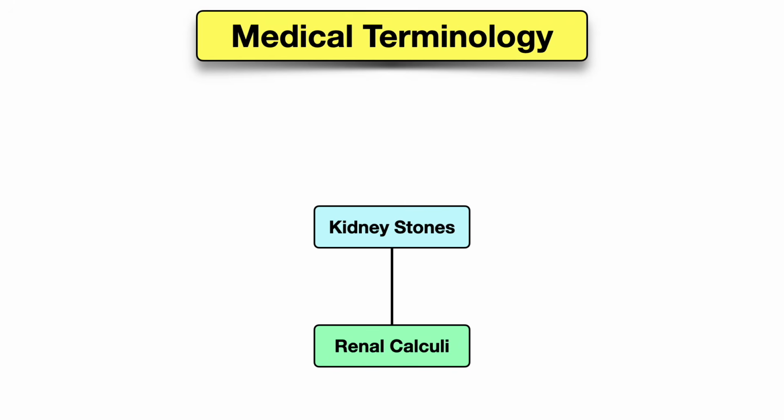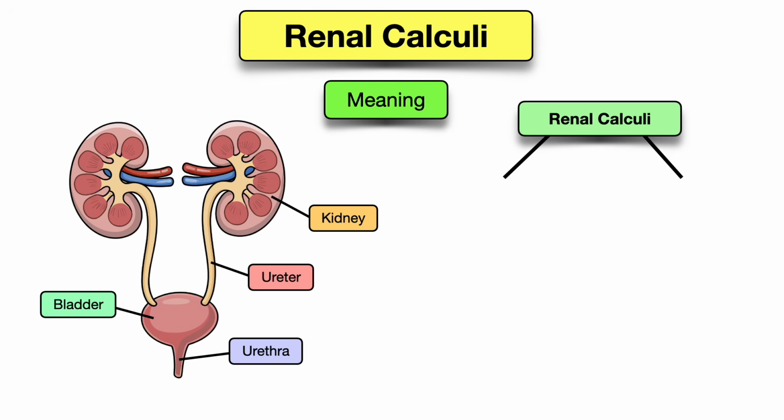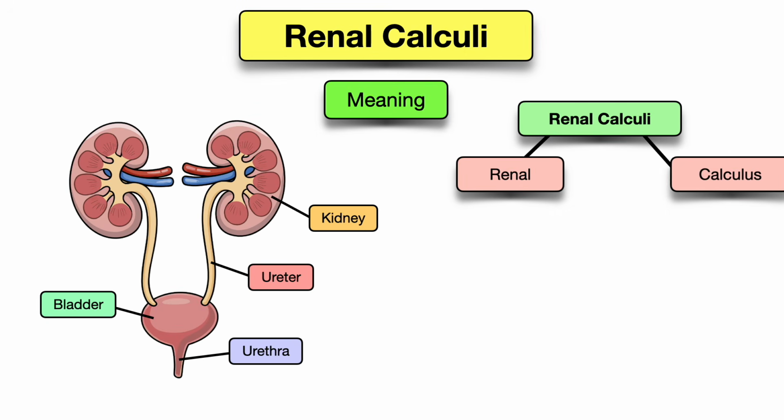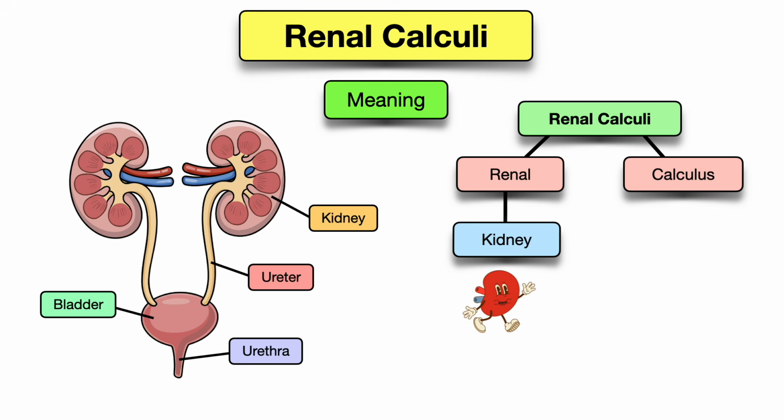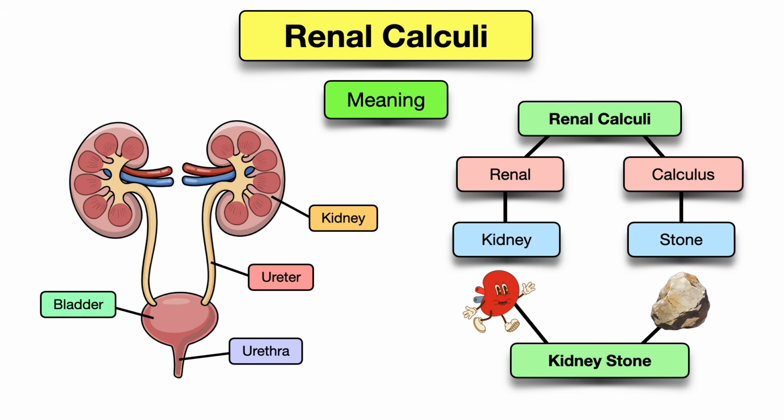Finally, we have renal calculi. What does this mean? We're going to break down the two words. We have renal and we have calculus. Starting with renal, this means kidney, and calculus means stone or pebble. So if we put it together, we have kidney stone, and that's what renal calculi are. It's another name for nephrolithiasis or kidney stones.